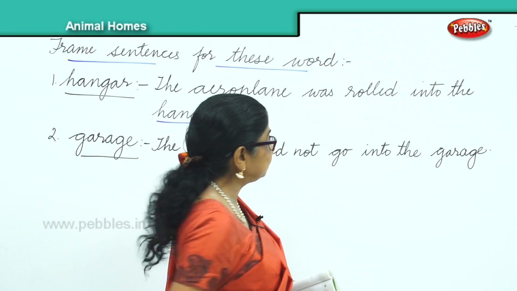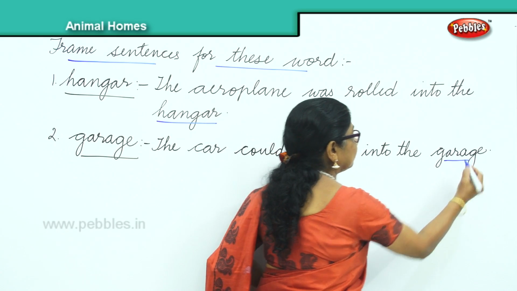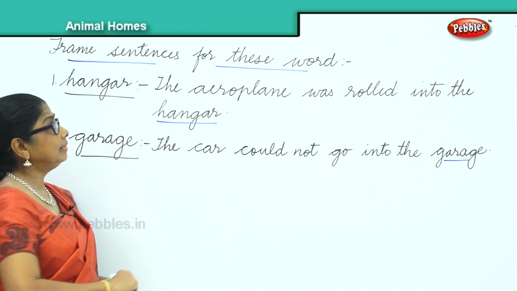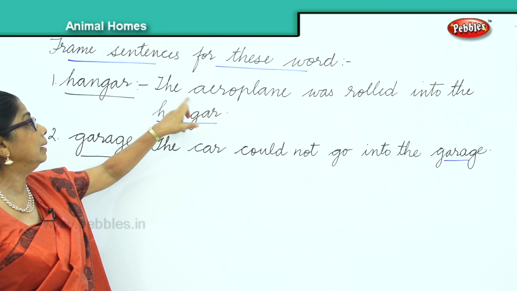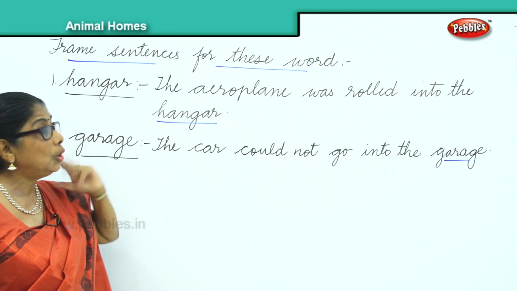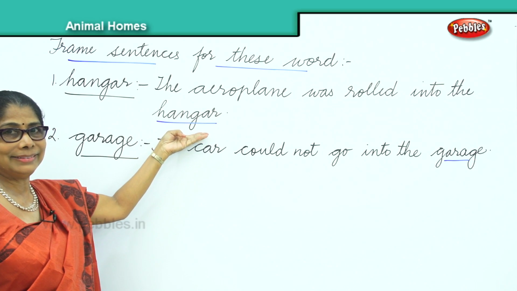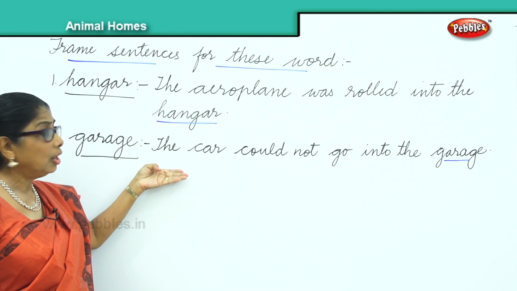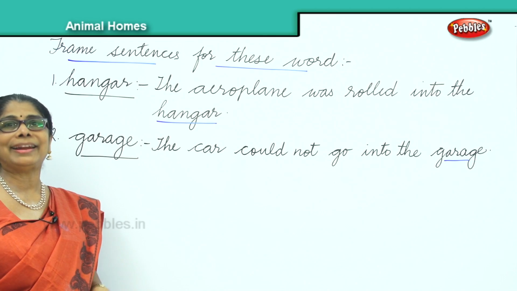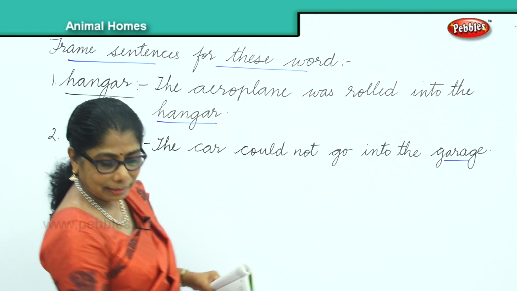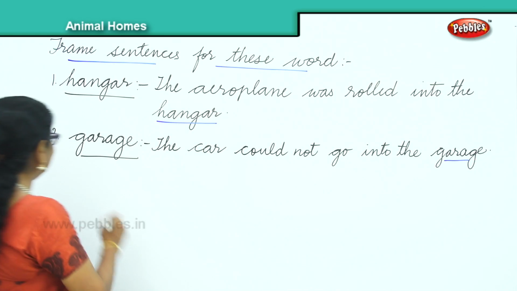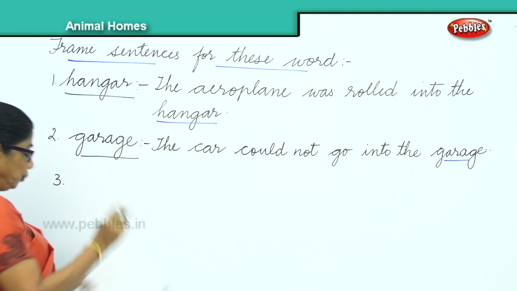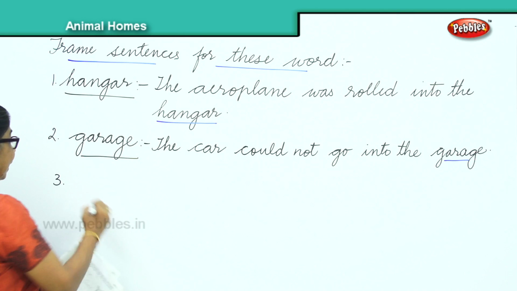Okay, now look, garage. The airplane, because there is a vowel here. The airplane was rolled into the hangar. The car could not go into the garage. Maybe the gate was broken or there were too many vehicles. Okay, the next word that I have here for you is depot.